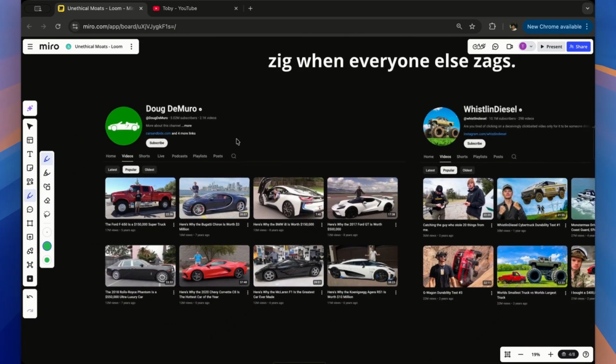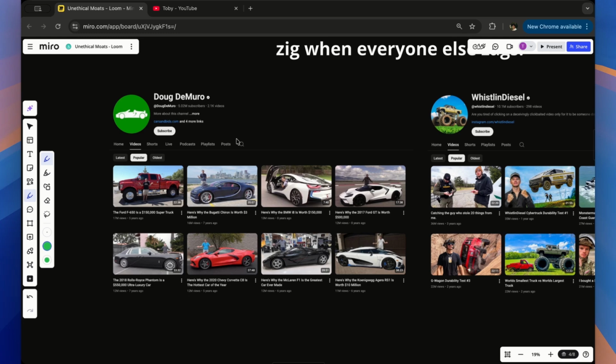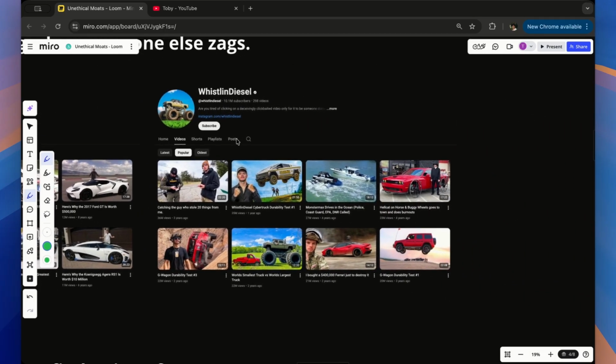What I mean by that is when everyone else is doing a certain style of content, you want to go in the other direction because it's very hard to stand out from everyone else when you're all making the same style of content. If you just go in a direction no one is in, like exploding and destroying luxurious cars, it's so much easier to stand out because you are first to the market.